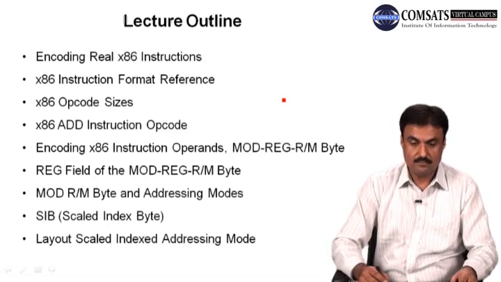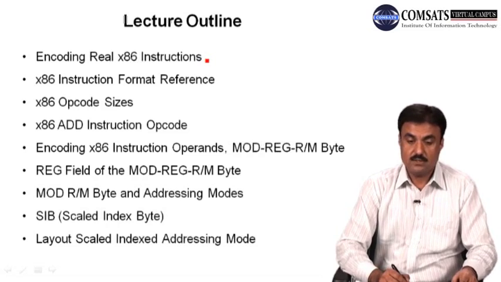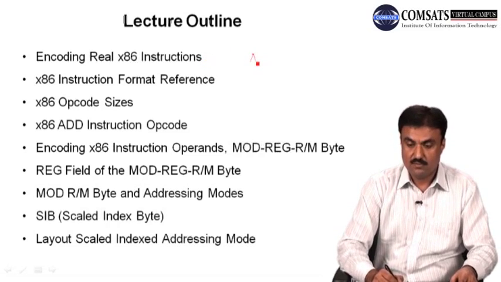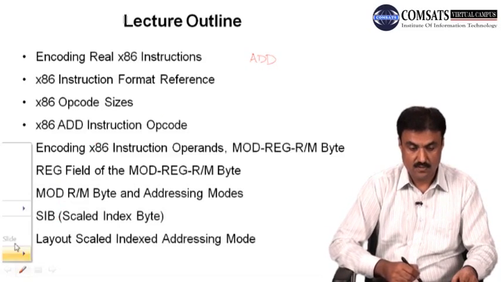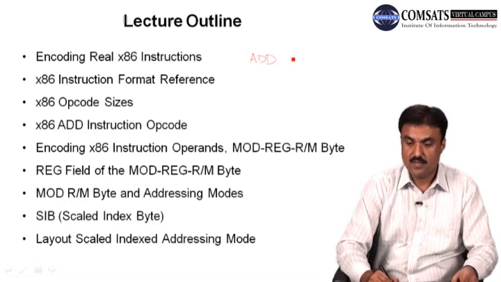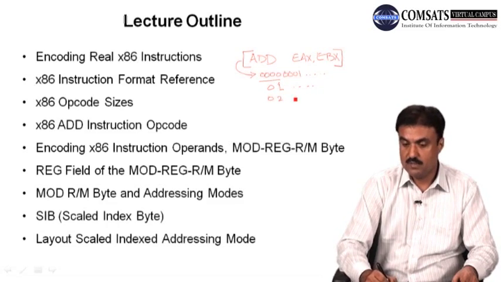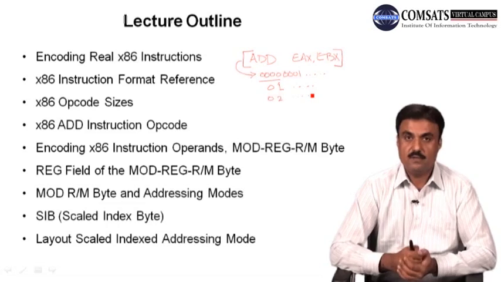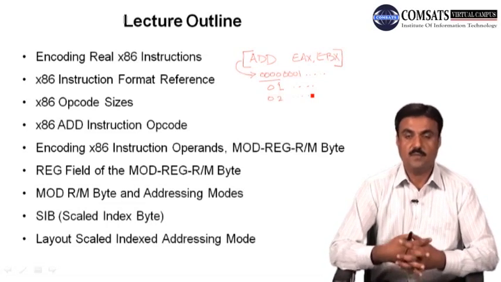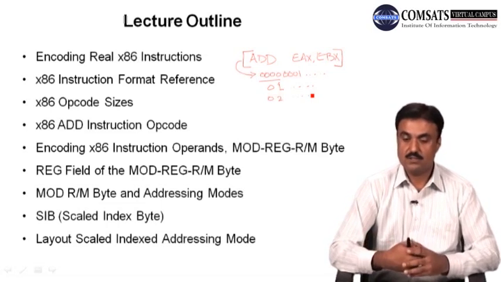Now this is the lecture outline. First we are going to encode real x86 instructions. For example, we have the ADD instruction, ADD EAX, EBX. Whenever you write this instruction, what bit pattern will be transferred? For example, 0 0 0 1, or we can say 01 is transferred, or 02 is transferred, and so on. All these bits are transferred to the computer so that it can match them with its instruction set architecture and act accordingly. The control signals are generated based on this code.